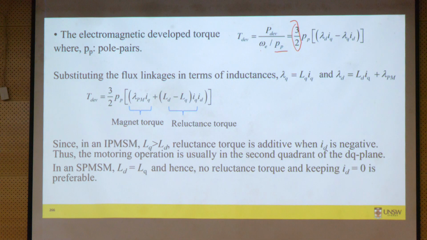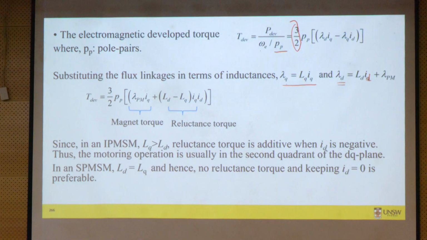And if we replace our flux linkages, the q-axis flux linkage is simply q-axis inductance times IQ current, and the d-axis flux linkage is d-axis inductance times ID current, sorry, this is ID, plus the PM flux linkage, okay? So if we replace these flux linkages in our torque equation here, we get our familiar torque equation for PMSM in terms of inductances and current, okay?